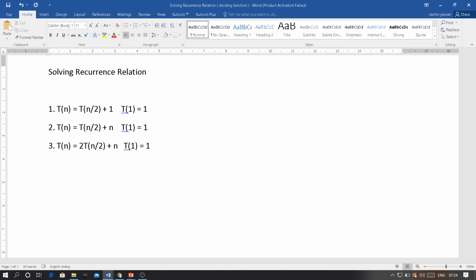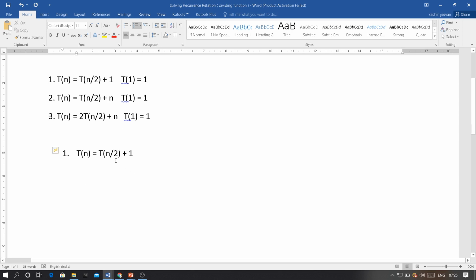First of all, taking the very first equation, T of n is equal to T of n divided by 2 plus 1, we are going to follow the successive substitution method. So what is the successive substitution method? We will be substituting the value of T of n divided by 2. First of all, we have the value of T of n. So now what will be T of n divided by 2 equal to?